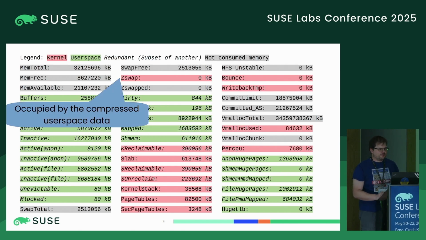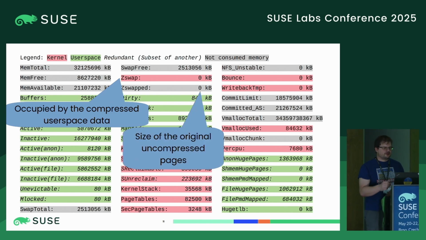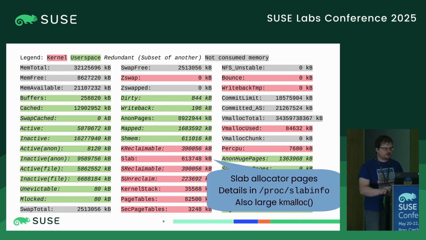Then we have, for example, memory occupied by ZSwap, if you have that enabled. This is how much the compressed data occupies of the physical RAM, and the complementary counter is not saying how much memory is consumed, so it's gray. It says how large the original pages were before they were compressed, and this can be used to see how effective the compression is, for example.